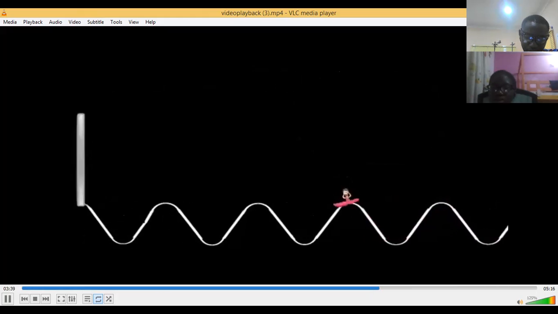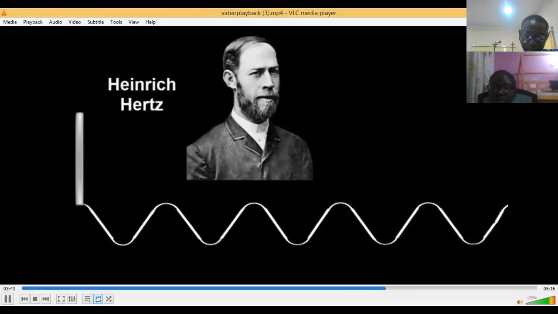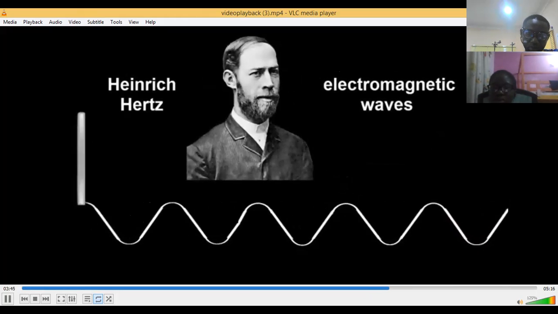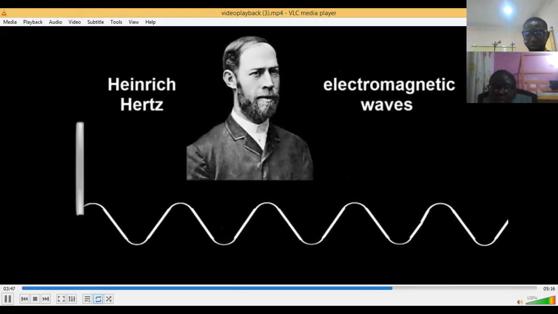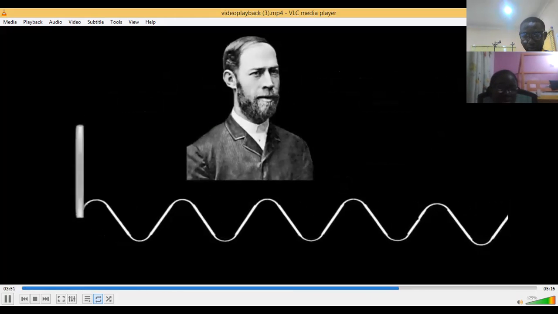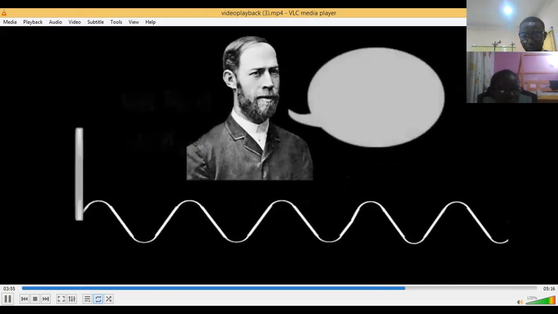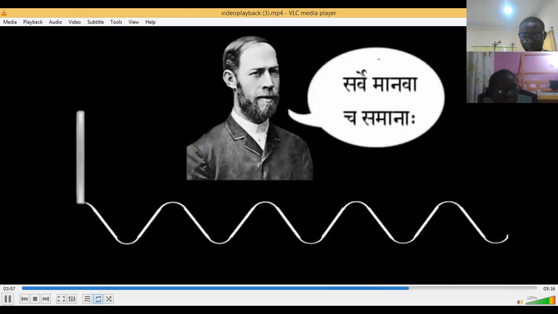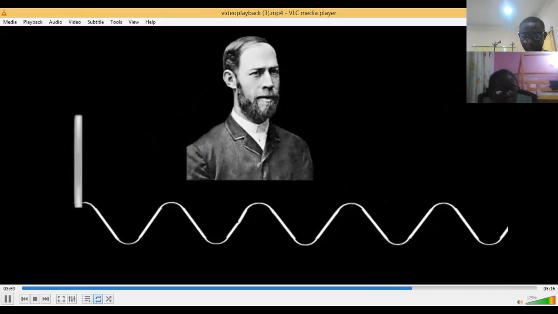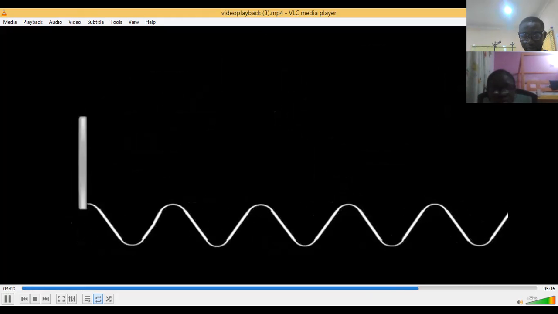This unit was named after the famous German scientist Heinrich Hertz, who proved the existence of electromagnetic waves, which we'll explain in another video. Interestingly, Hertz was not only a clever scientist, he could also speak Arabic and Sanskrit. Both of these languages are steeped in scientific and mathematical history.